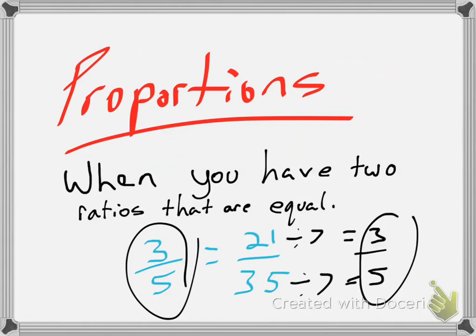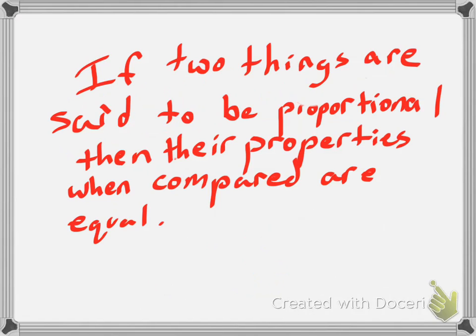They're proportional ratios. Alright, if two things are said to be proportional, then their properties when compared are equal. Kind of like a while ago when we had 3 over 5. Well, the properties of that one thing was 3 and then a 5. We're comparing those two numbers, 3 to 5. And the other one was 21 to 35. Well, if they're said to be proportional, then those two things are equal.